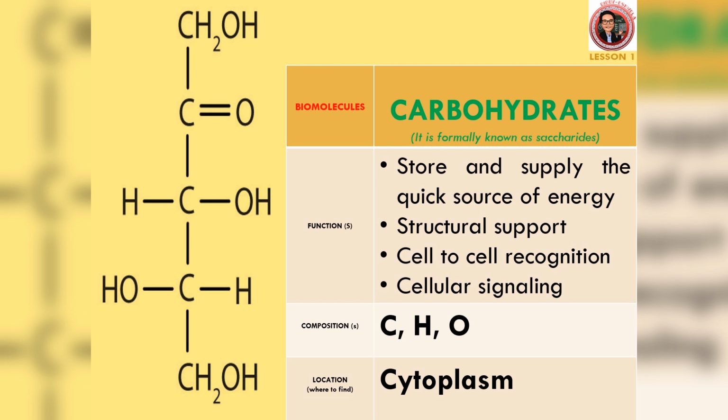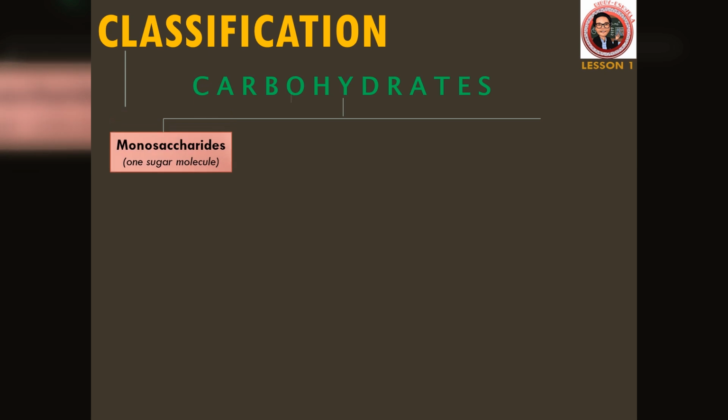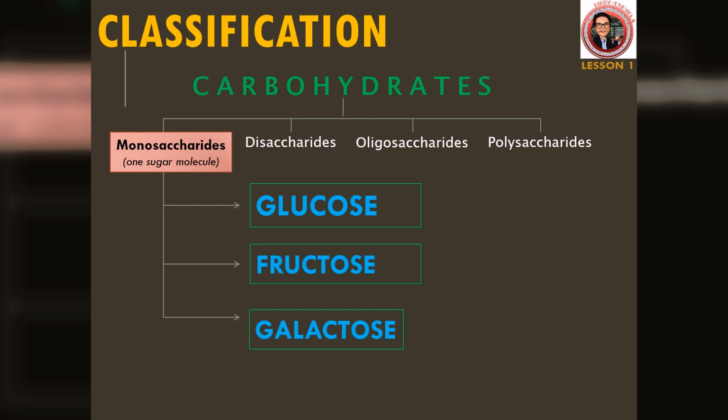It has this elemental composition: carbon, hydrogen, and oxygen. And carbohydrates can be found predominantly in the cytoplasm of a cell. Carbohydrates have four major classifications. We have monosaccharides or one sugar molecule, disaccharides, oligosaccharides, and polysaccharides. For monosaccharides, we have different types, actually 3 types, such as glucose, fructose, and galactose.